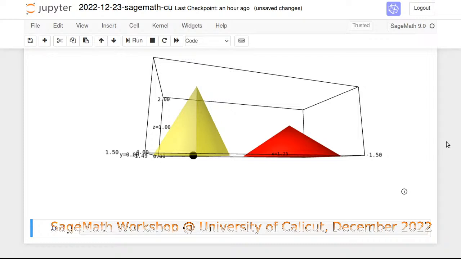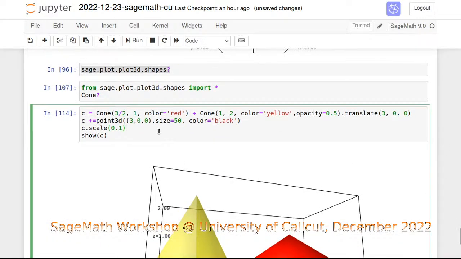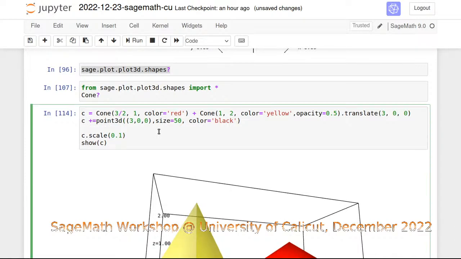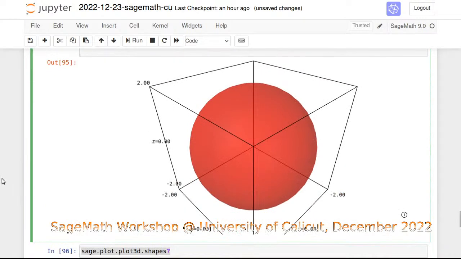I think the scaling will probably work provided that you have two plots, one is scaled and the other is not scaled. Otherwise, you will be seeing exactly the same. Okay, let us try to add one more. One is scaled, so let us add a sphere also. S is equal to, we already have a sphere here. Let us take the sphere.